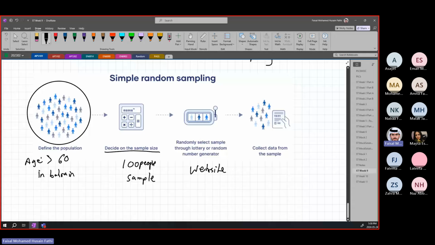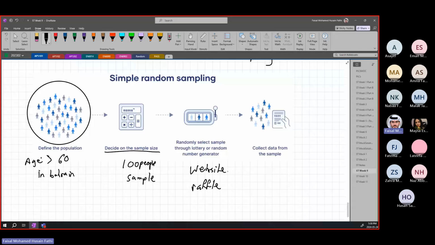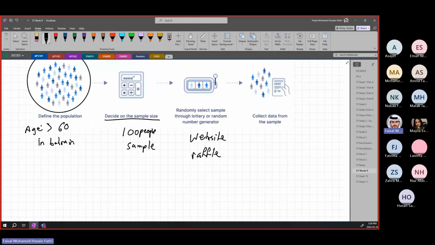Then after that, you're going to randomly select through either a website or a raffle kind of thing, where you are going to number your people. So you're going to say this is number one. Let's say we got a million people. You're going to number them 1, 2, 3, 4, 5. This is the first person you interviewed, all the way to 1 million. Okay?